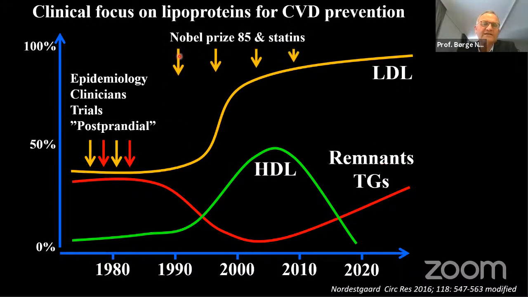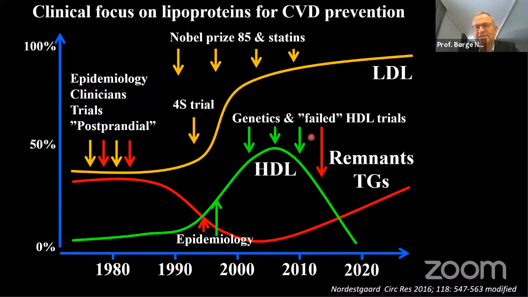There was the Nobel Prize to Brown and Goldstein for the LDL receptor, and all the statin trials. And now today, the focus is 100% on lowering LDL cholesterol. The 4S trial from Scandinavia was very important for starting this huge interest in LDL and statins. And then came HDL. There was a lot of focus on HDL because of epidemiology. People suddenly thought that HDL was more important than remnants and triglycerides.